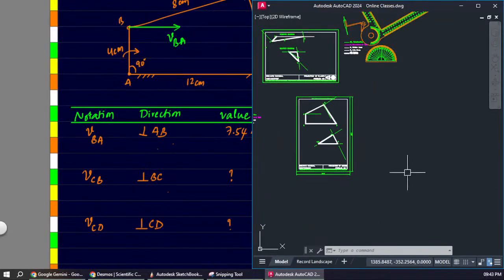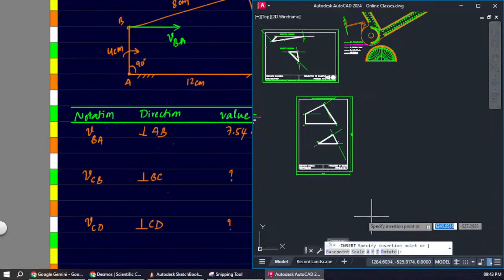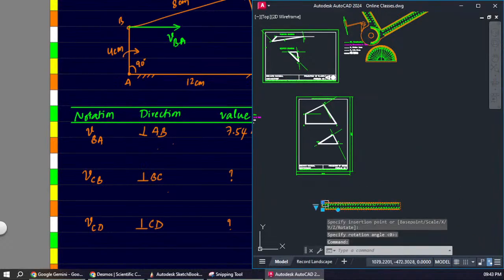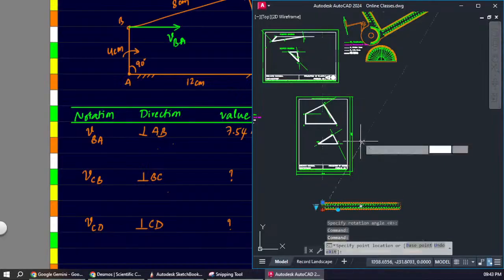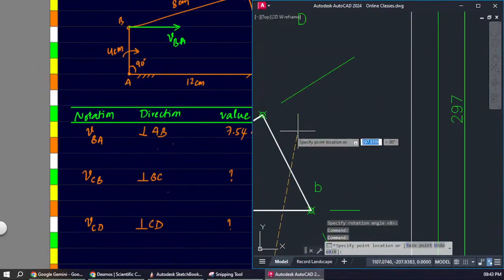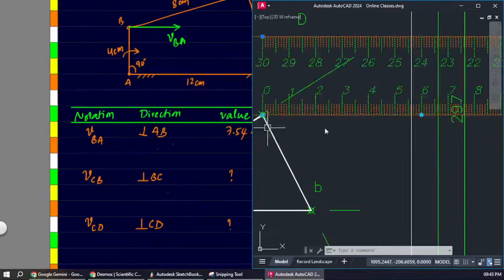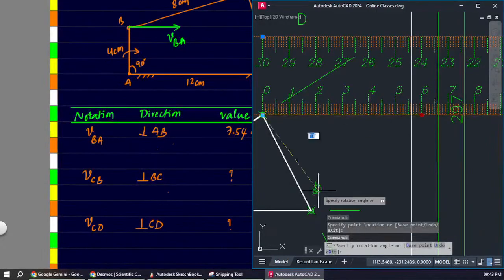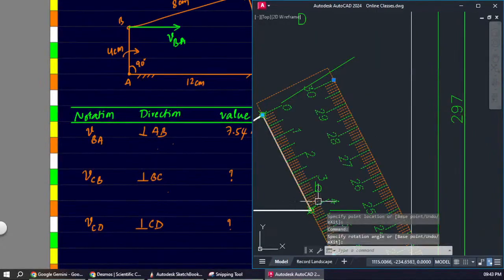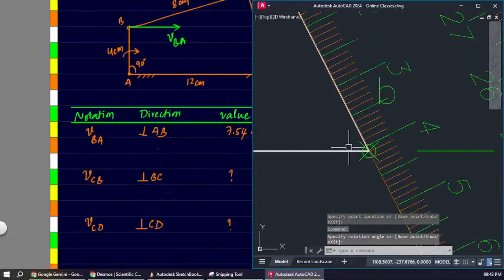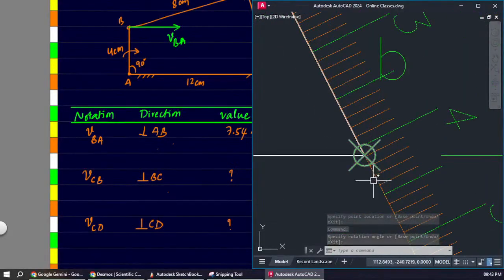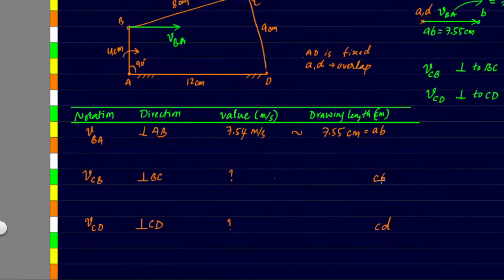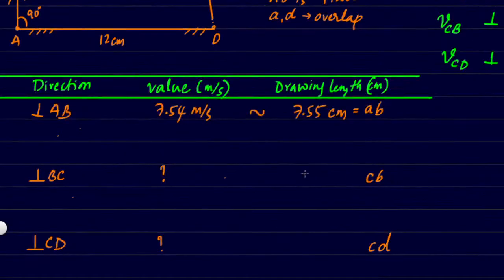Okay, scale. So take your scale. Velocity of CB, so we'll have to measure the length CB. Keep it parallel to this, and you can see we are getting a length of 4.1. The CB length we are getting is 4.1 centimeters.